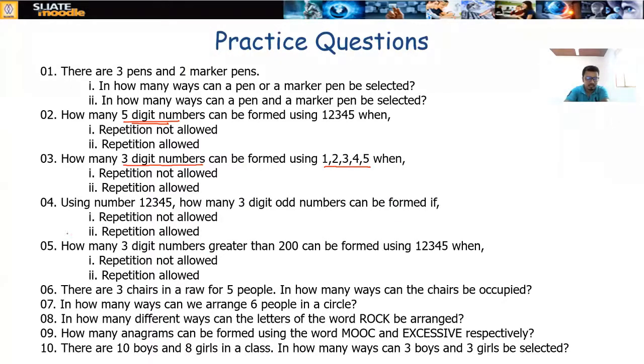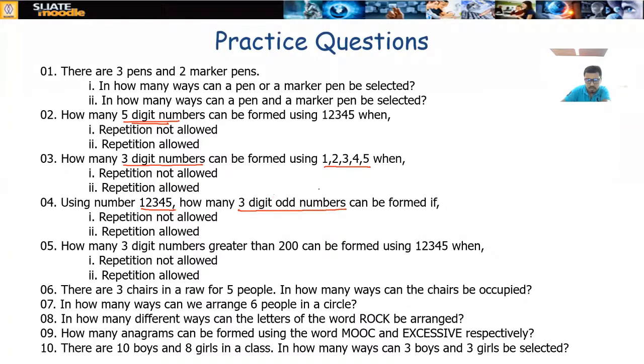Okay. So you find and tell me the answer. What should be the answer here? Using digits 1, 2, 3, 4, 5, how many 3-digit odd numbers can be formed if part 1, repetition is not allowed, part 2, repetition is allowed? Using the digits 1, 2, 3, 4, 5, what we need to do? We need to form 3-digit odd numbers.